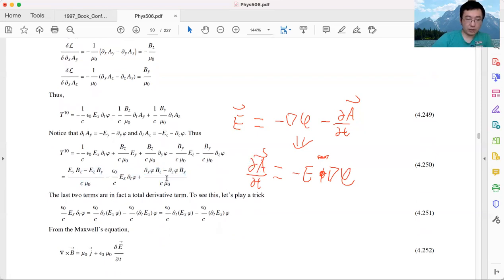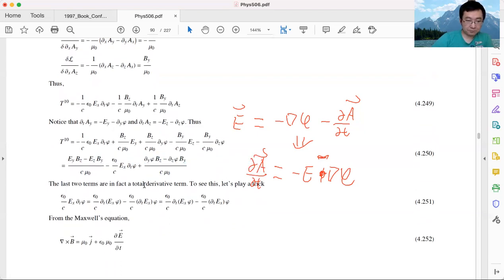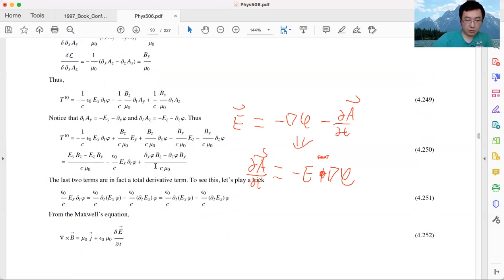And I want to argue and show to you that the last 2 terms are not important at all. Sorry, the last 2 terms are not important at all. So both of these 2 terms I can get rid of. The reason we can get rid of both of these 2 terms is the following.